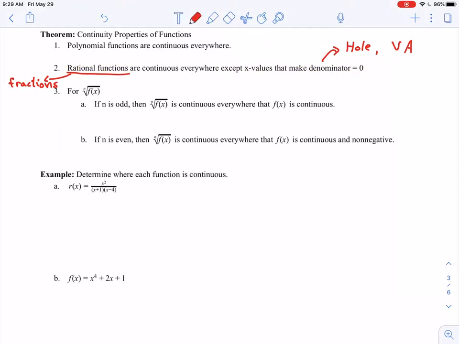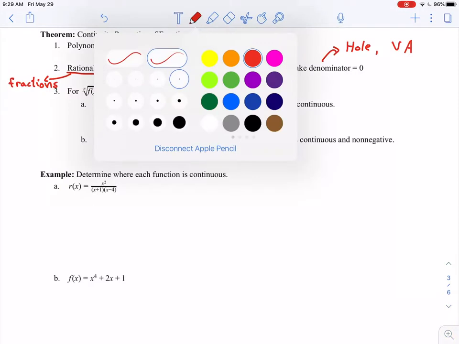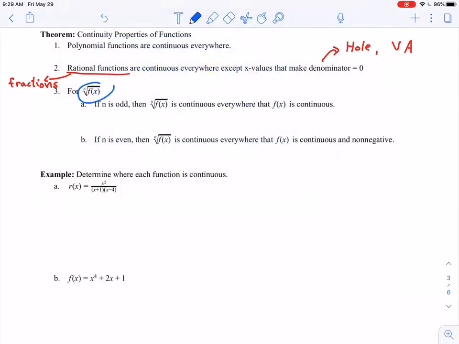That's not too bad. I think the trickiest of the bunch here is going to be these root functions. So here we have the nth root of f of x. First we have to break this up into two cases. We're going to talk about if n is odd, first of all. If the index of your root is odd, so we might be talking about a cube root or a fifth root or something like that, then the whole function, the nth root of f of x, is continuous everywhere that f of x is continuous.